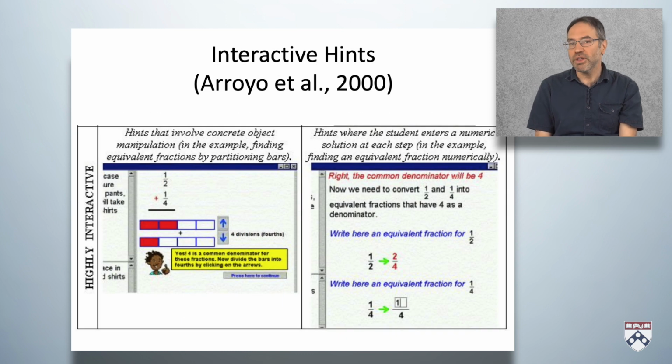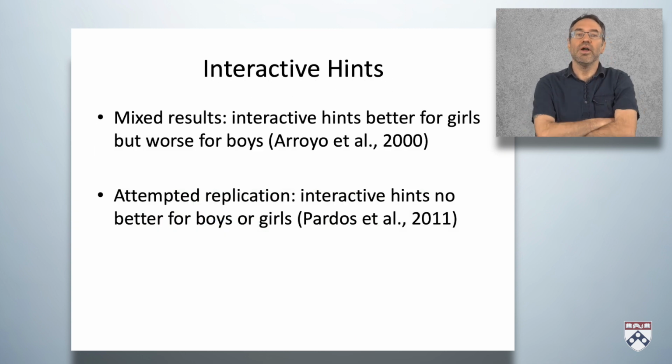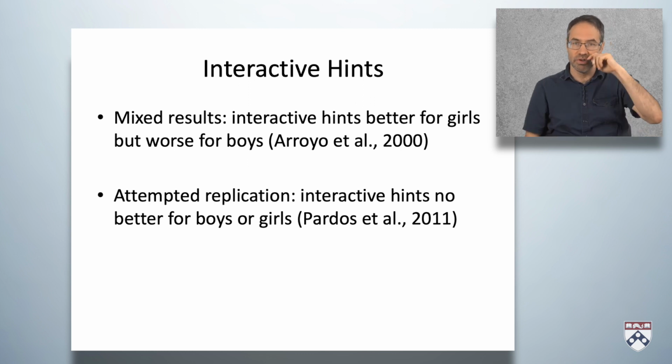People have moved forward from this to look at the possibility of interactive hints, hints where the student has to actually do something at every step, to take part in the process of learning. Arroyo and colleagues showed that there's mixed results for these. They found that interactive hints worked better for girls, but worse for boys. In an attempted replication by Zach Pardos and his team, they didn't find that pattern. They just found that interactive hints were no better for boys or girls. Jury's kind of out with two studies.